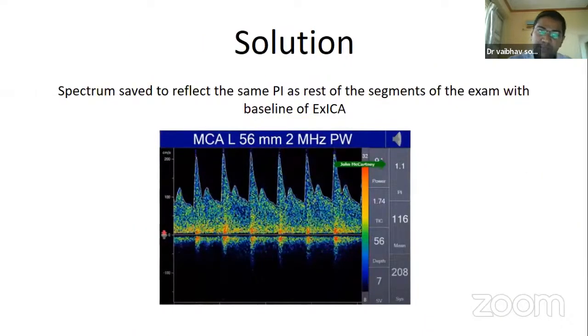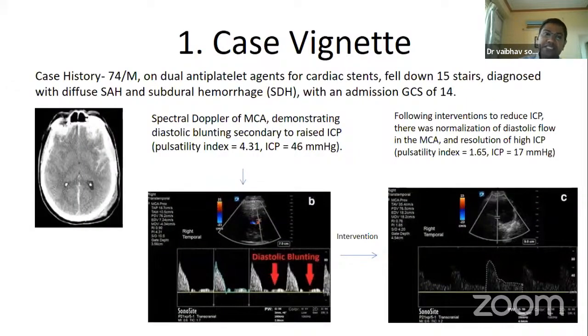In that case, the spectrum is saved to reflect the same pulsatility index as the rest of the segment, the baseline internal carotid artery. We have to consider the same PI, and on that same PI, whatever the value of the mean flow velocity and the systolic velocity is, we will consider and write it on the report. Now we'll come to some case vignettes.